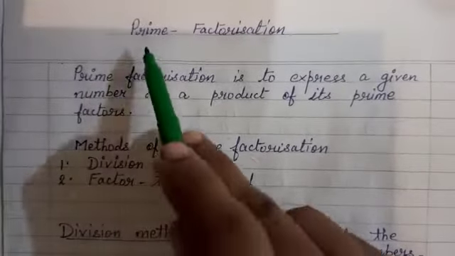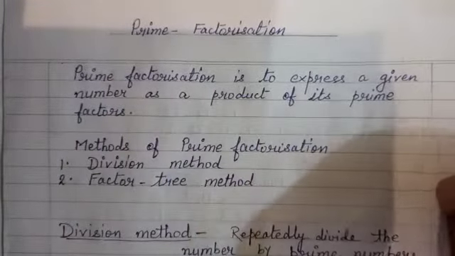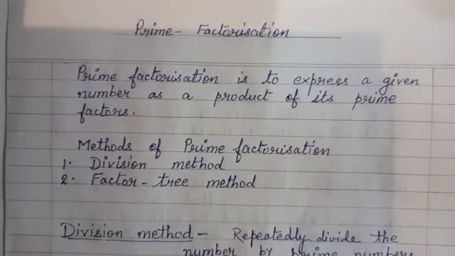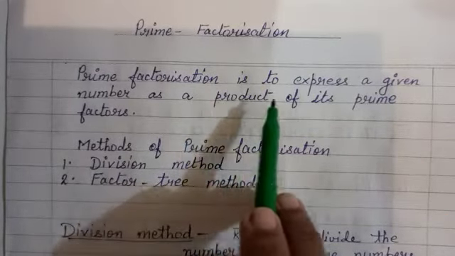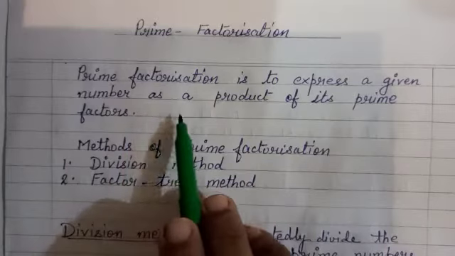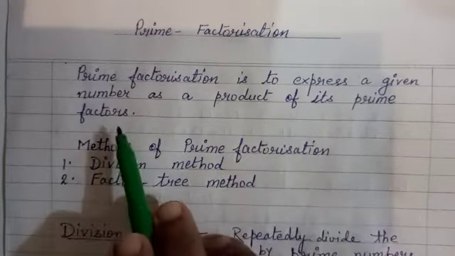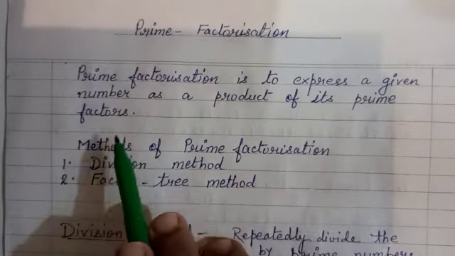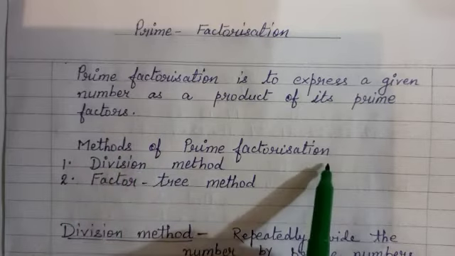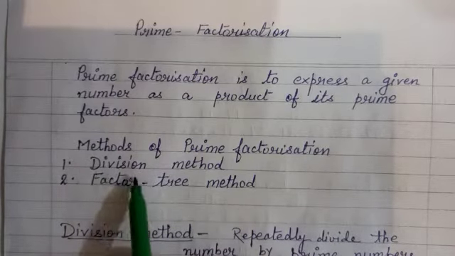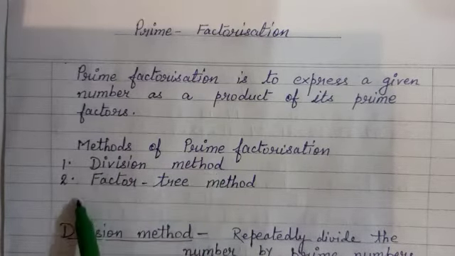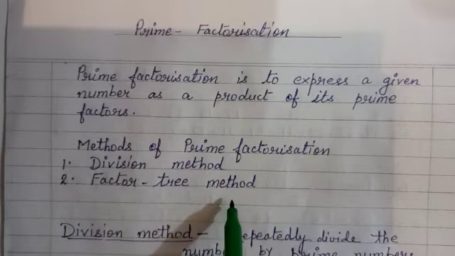Now we will see prime factorization. What is prime factorization? Prime factorization is to express a given number as a product of its prime factors. There are two methods to get the prime factorization. The first method is called division method and the second method is called factor tree method.